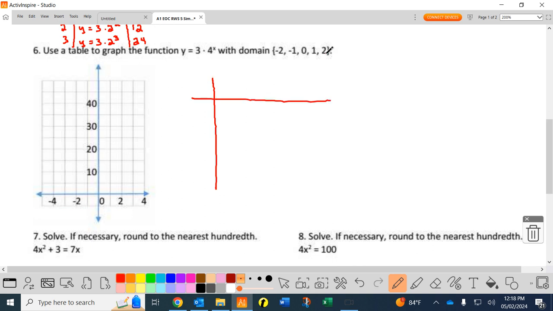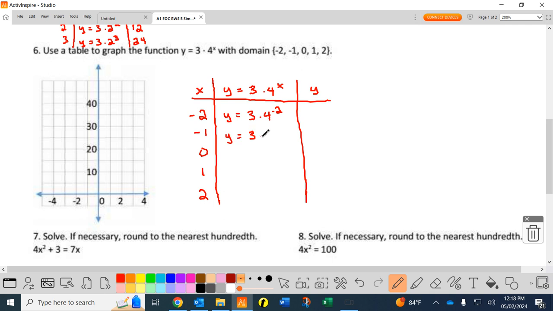So we've got x over here. We've got the y equals 3 times 4 to the x. And over here, we're going to have our y's. The numbers we're plugging in are -2, -1, 0, 1, and 2. So I'm going to extend that down a little bit more just so we get plenty of room. So it's going to be y equals 3 times 4 to the -2, y equals 3 times 4 to the -1, y equals 3 times 4 to the 0, y equals 3 times 4 to the 1, and y equals 3 times 4 to the 2.